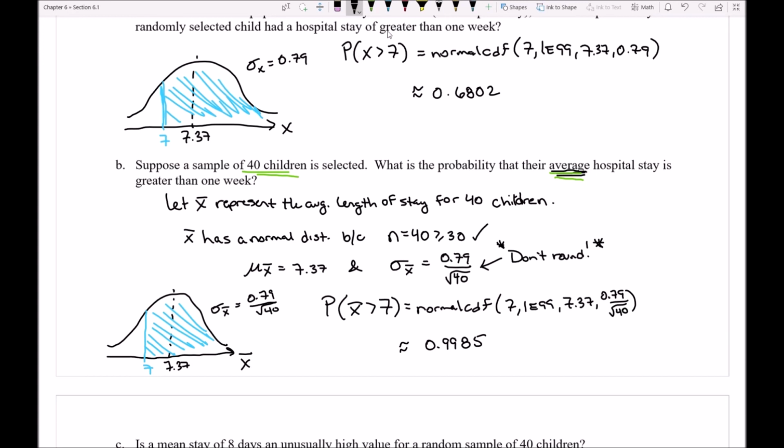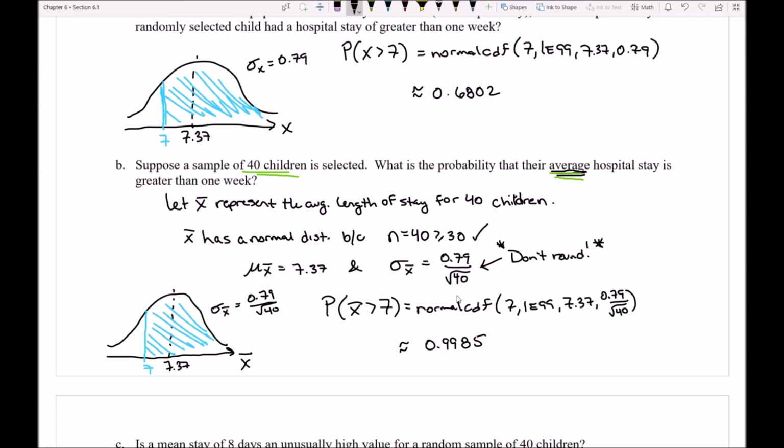The chance that any one kid stayed in the hospital for over 7 days was about 68%. But when I start talking about averages, my probabilities can be very different. So hopefully this shows you how things are a little bit different when I start to calculate problems with x bar. I have to make sure that I adjust my standard deviation, do my checks differently, all of this sort of stuff. But ultimately, I'm still drawing the same picture and using the same sorts of calculator commands.